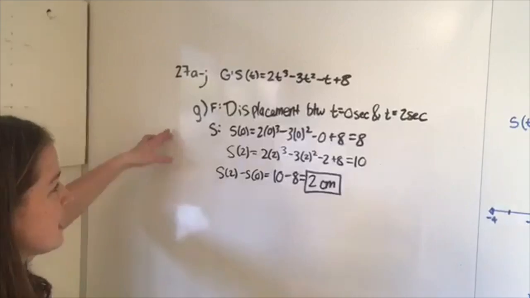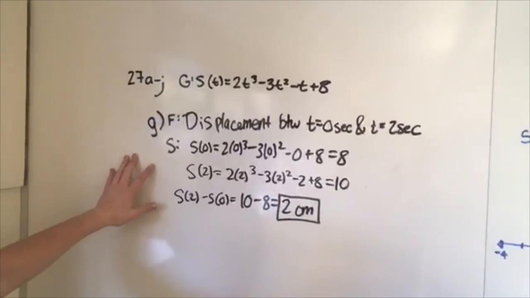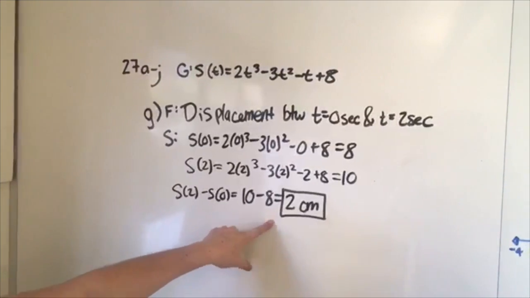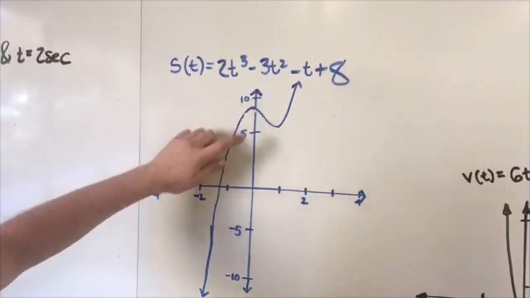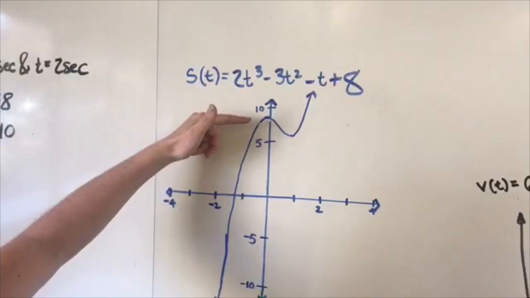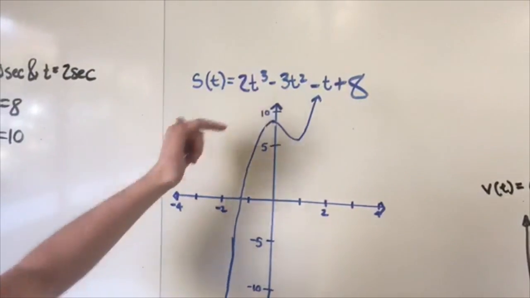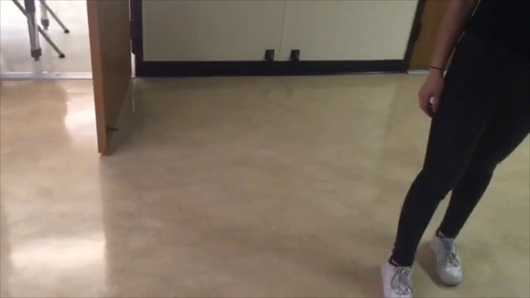For part G, we had to find the displacement between time equals 0 seconds and time equals 2 seconds. So we found that the displacement is 2 centimeters. If you look on the graph, the starting point at t equals 0 and the end point at t equals 2, even though it looks like a lot of distance covered, the difference between the y values of the start and the end is only 2 centimeters. This is t equal to 0 seconds. The object moves. This is t equal to 2 seconds, and the displacement is 2 centimeters.